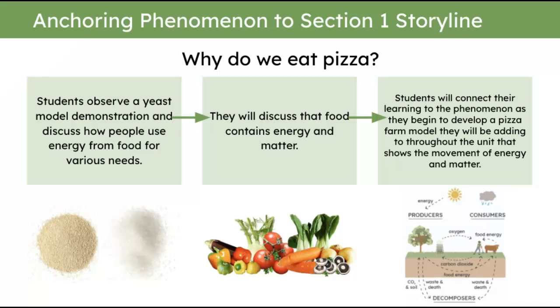After being introduced to the anchoring phenomenon, Section 1 continues with the driving question of why do we eat pizza? Students observe a yeast model demonstration and discuss how people use energy from food for various needs. They will investigate and figure out that food provides animals with energy that they use in many ways to survive. Students will then begin a model of how energy and matter flow through the pizza farm system, which they will develop throughout the unit, adding in new concepts as they go.